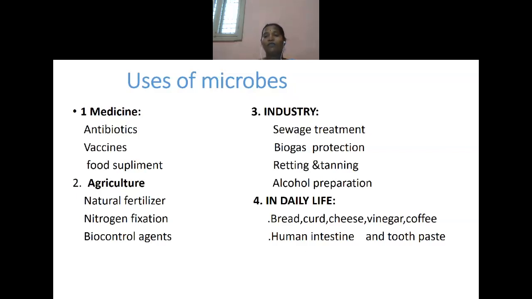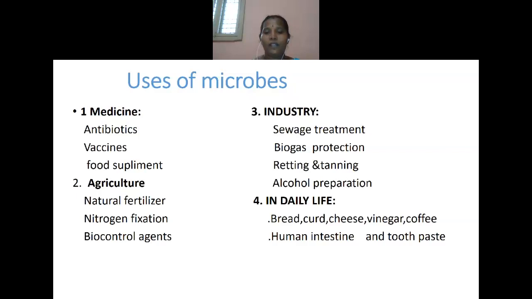We are also using toothpaste. In that toothpaste also one of the fungi is there, and that fungus helps give the gritty texture to the toothpaste. Gritty means we feel a silky texture while touching this toothpaste. That happens because of some fungi.